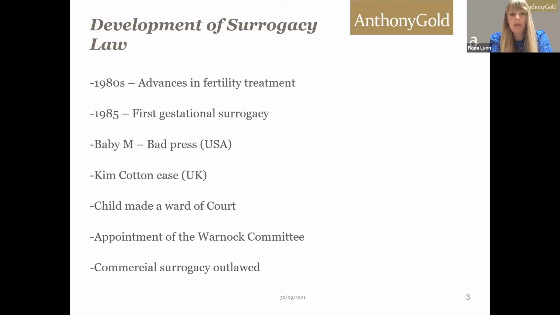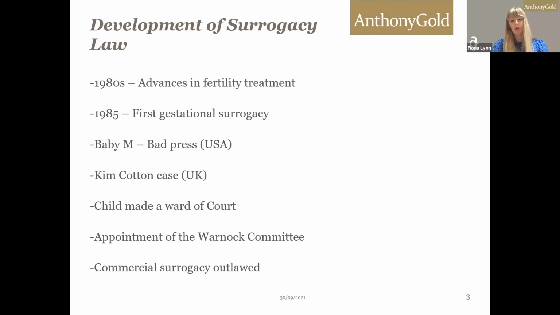In terms of the development of surrogacy law, this really started happening in the 1980s, when there were advances in fertility treatment, and the first gestational surrogacy occurred in 1985. Unfortunately, there was bad press around surrogacy because of a case known as Baby M in the US, where the surrogate refused to hand over the baby after birth. That is obviously most IPs' worst nightmare. Thankfully, that is actually very rare, because in most cases the surrogate does not want any responsibility for the baby.